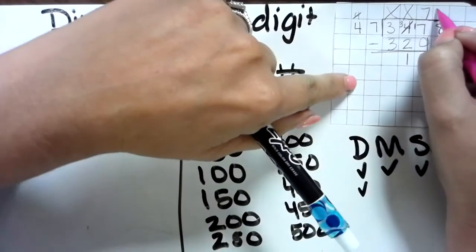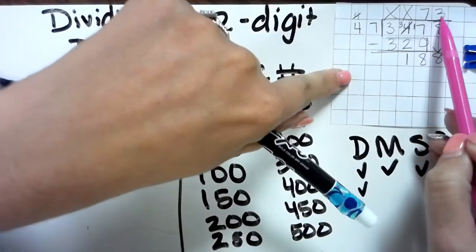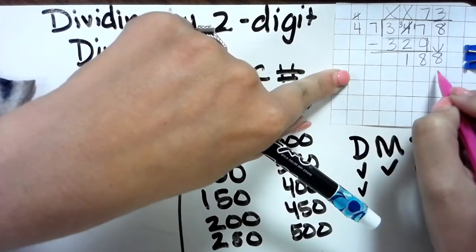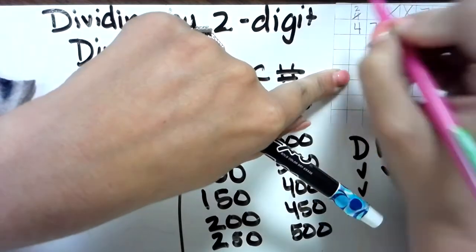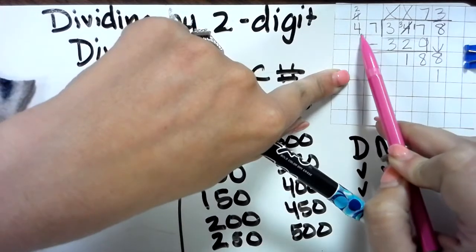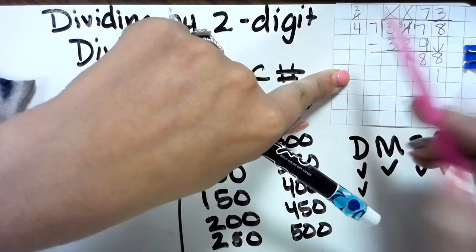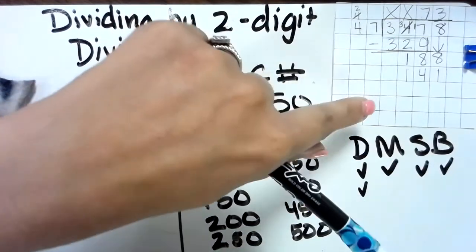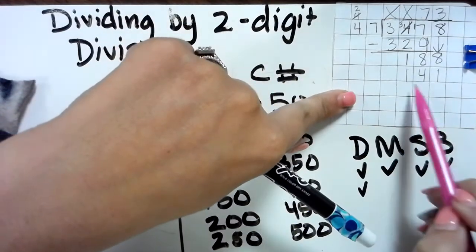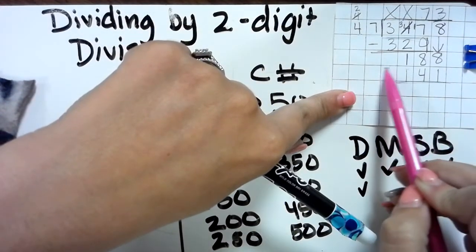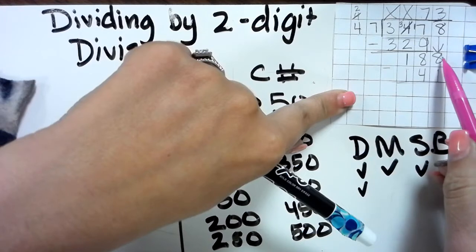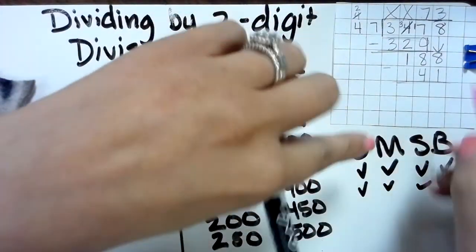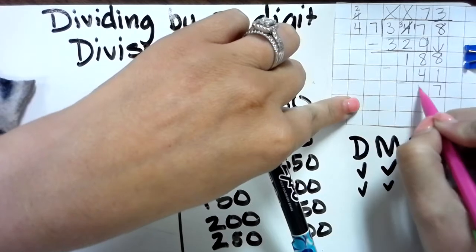So let's try 3. I don't know what 47 times 3 is, but I know 3 times 7 is 21. Carry the 2. 3 times 4 is 12. Plus that 2, 12, 13, 14. Okay. And if I subtract right here, so I multiply and then I've got to subtract. 8 minus 1 is 7. 8 minus 4 is 4.